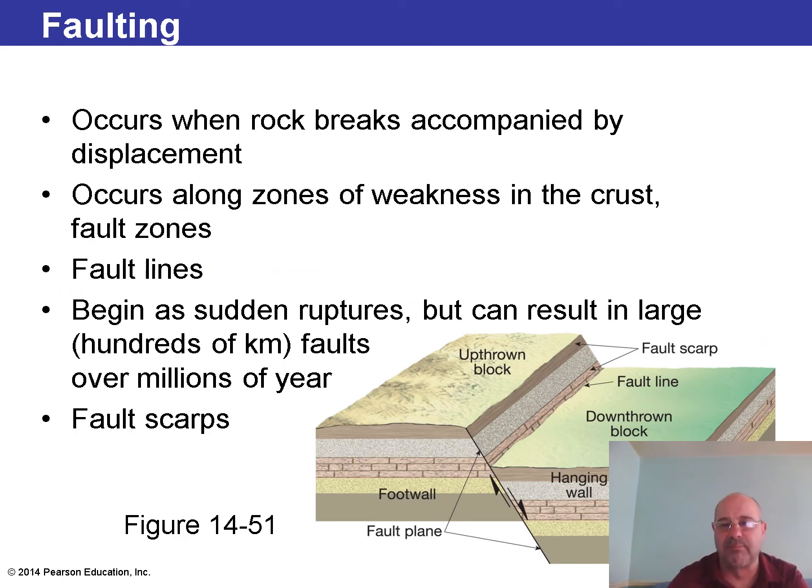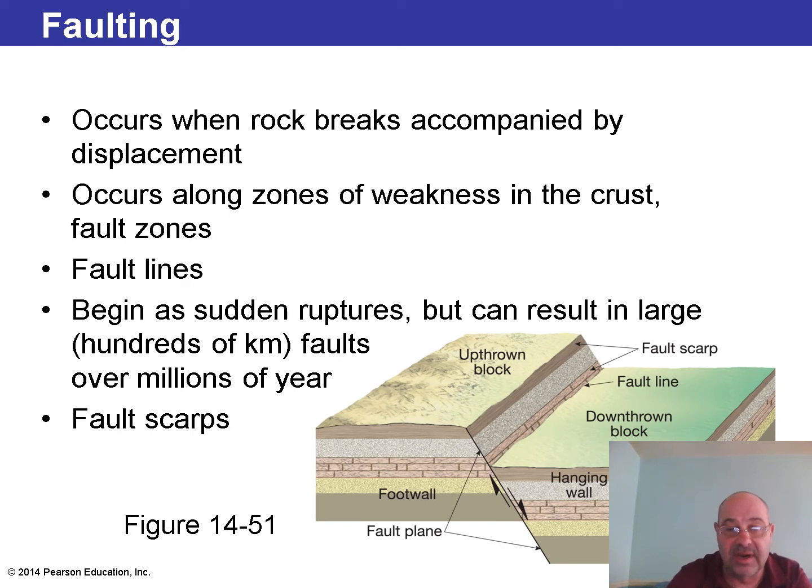Faulting occurs when the rock breaks. So in folding the rock does not break. In faulting the rock breaks. Okay? So it occurs when rock breaks accompanied by displacement. You get shifting. Okay? Occurs along zones of weakness in the crust, or fault zones. These are also known as fault lines. They begin as a sudden rupture but can result in large, hundreds of kilometer faults over millions of years. Now, there's different types of faults. We already talked about the transform fault. It just slides back and forth. Here we're talking about broken faults with displacement or shifting, okay, and fault scarps.